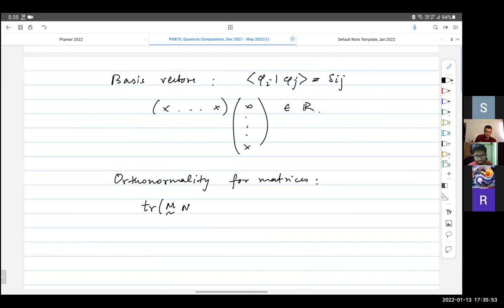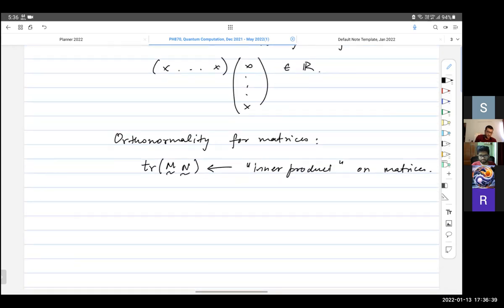So what this object is, this is the trace of the product of M and N. And this is what I'm going to claim is the inner product. Well, it's not a scalar product exactly, because the trace gives you a number, right? So it's the inner product on matrices. Again, my network is being slow here for some reason. And what is this trace? I presume all of you know what the trace is, but it's the sum of all the diagonal elements of any matrix, right?